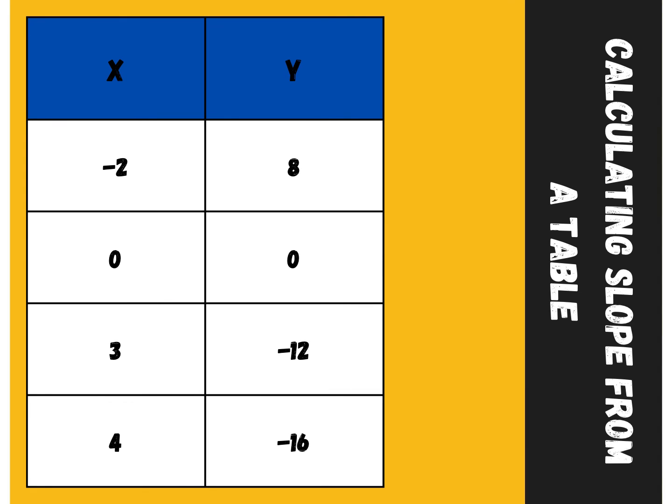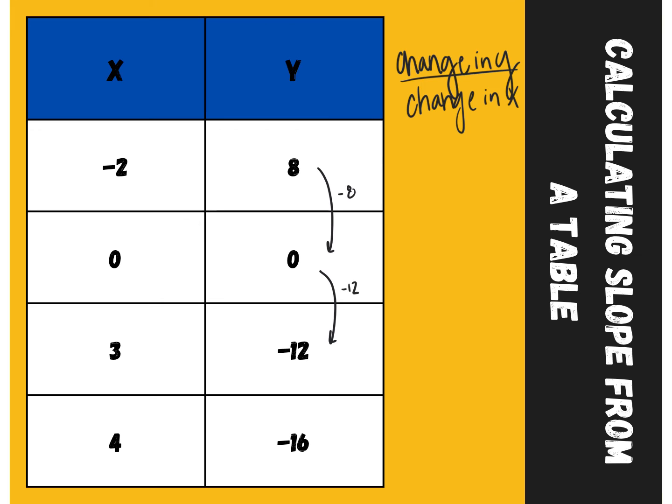Here's another example. Again, the numbers are kind of changing sporadically. I'm still comparing my change in y to my change in x, and that's always going to be the case for slope. So you're always looking at the change in y compared to the change in x. So here I can see that my line is actually decreasing this time, so I'll write that as -8. Then it decreases by 12, and then it decreases by -4.